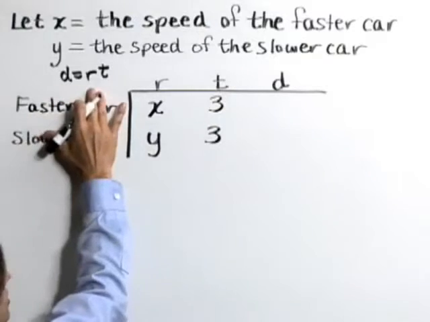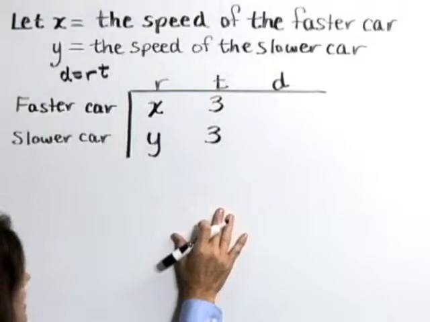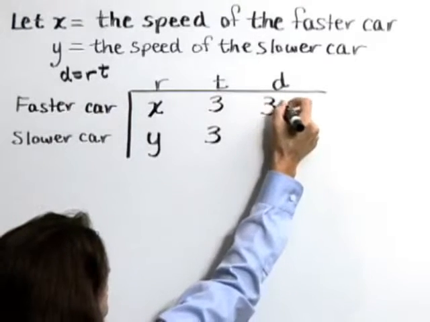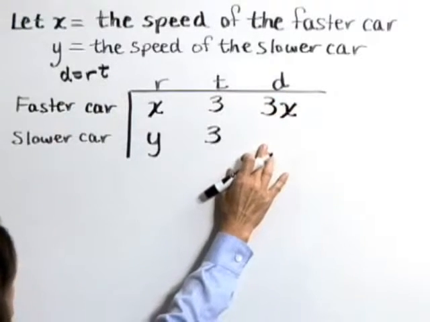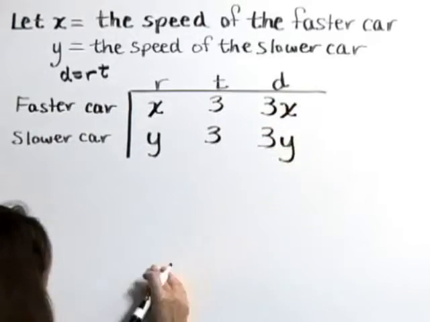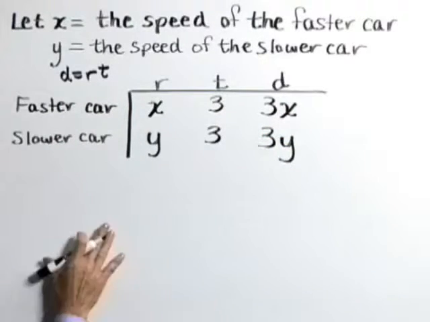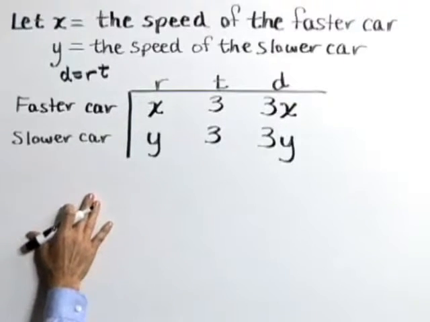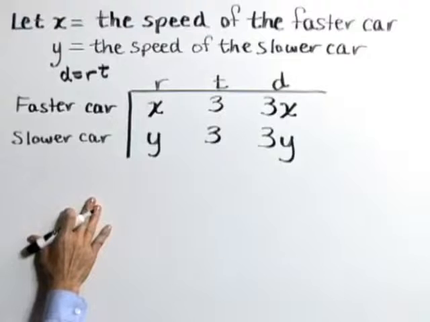According to the equation d = rt, or distance is rate times time, the distance that the faster car has traveled is 3x, and the distance that the slower car has traveled then is 3y. Now we've got a complete table. Let's see if we can now formulate a couple of equations to solve for x and y.